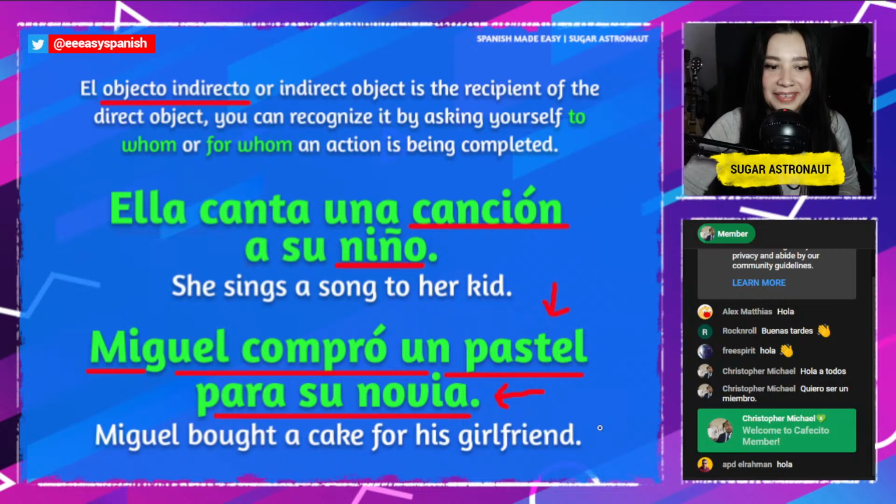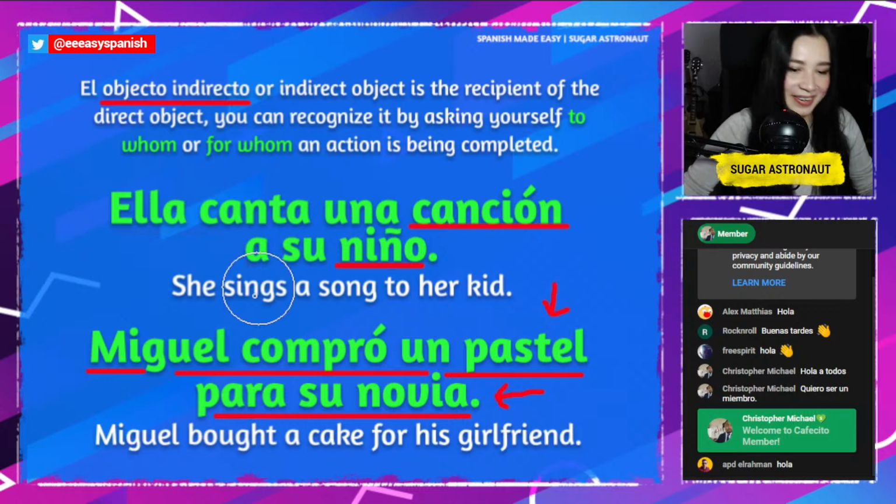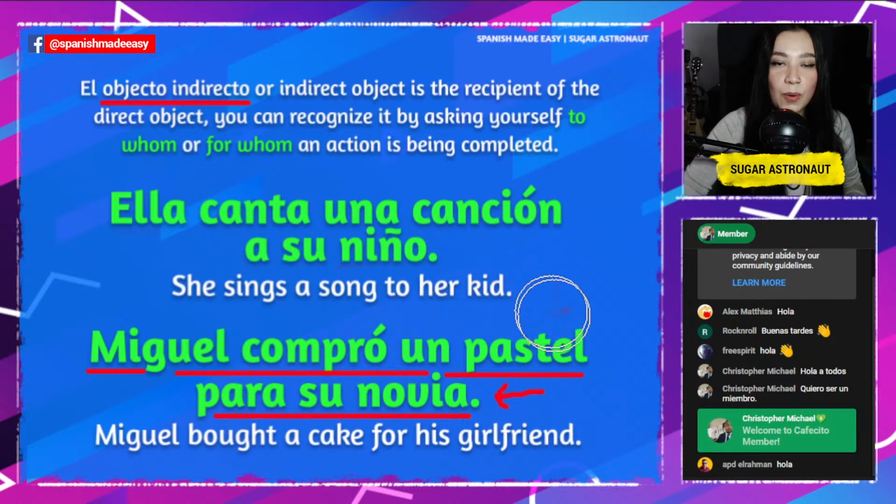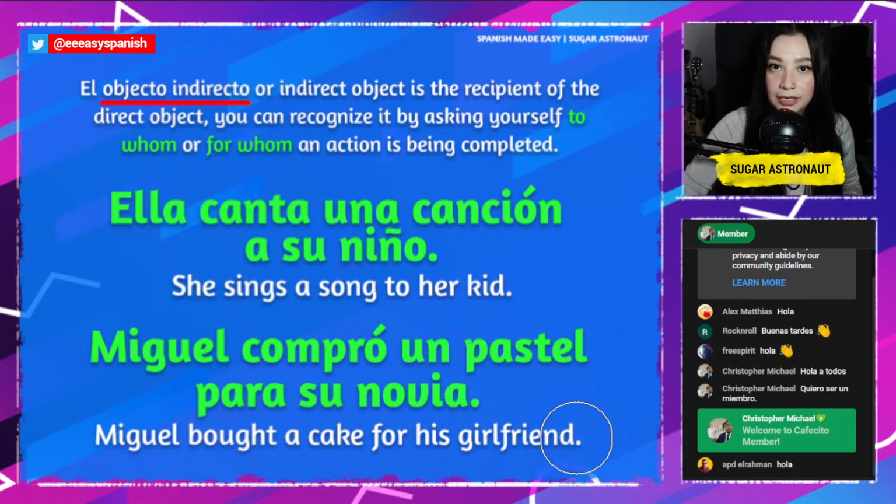Para la novia. So, novia, la novia is the indirect object in the sentence. Miguel compró un pastel para su novia. Miguel bought a cake for his girlfriend. Okay, so now we know, or we can identify, the indirect object in sentences: to whom or for whom an action is being completed. Just keep that in mind.